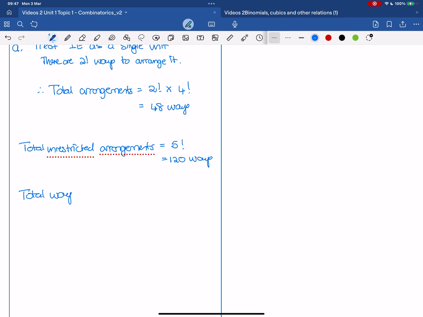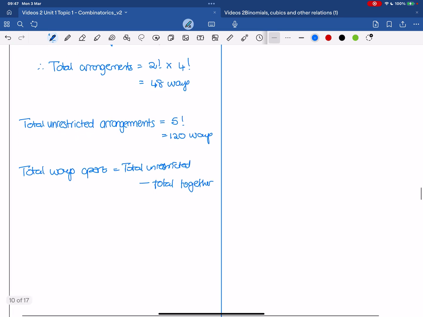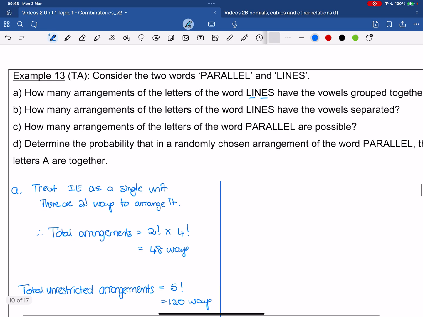And then total ways apart will be total minus total together. Doesn't like my handwriting, does it? And that's going to be 120 minus 2 different ways. All right, now we can have a look at parallel.